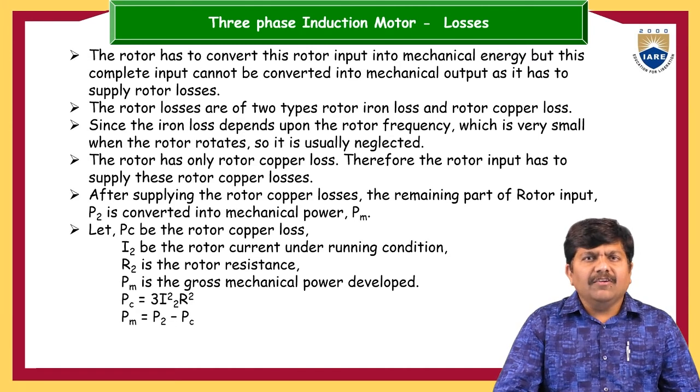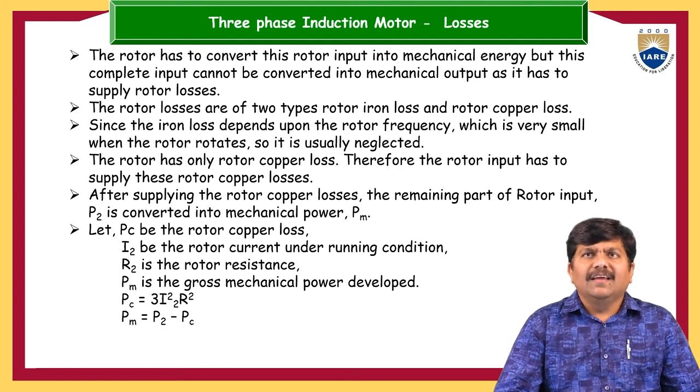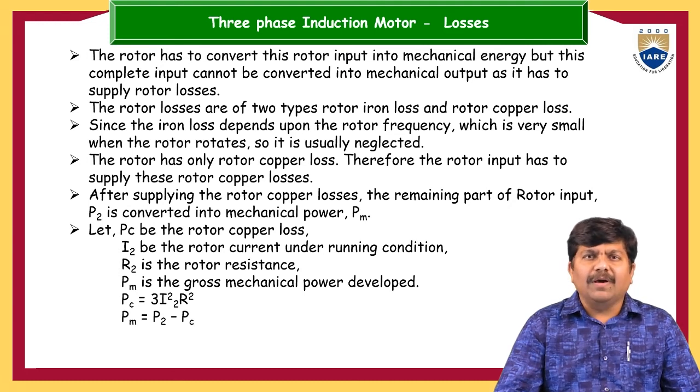So finally we have given some amount of input power to the rotor. Now, after receiving that input power, what will the rotor do, and what losses does the rotor input power have to meet? The rotor has to convert this rotor input into mechanical energy, but this complete input cannot be converted into mechanical output as it has to meet rotor copper losses. After meeting the rotor copper losses, P2 minus rotor copper losses will be the gross mechanical power developed by the rotor, and that will be available across the rotor terminals.